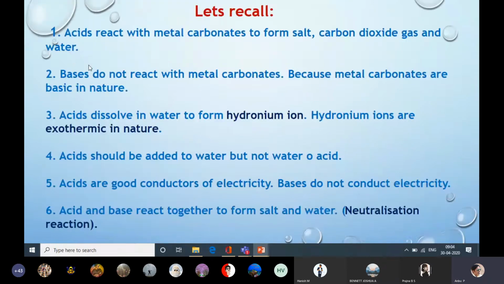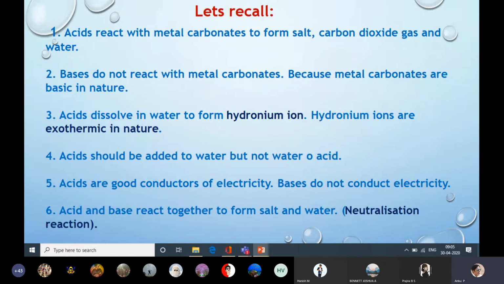So in the last class, let us recall what you have learned. We learned that acids react with metal carbonates to form salt, carbon dioxide gas, and water. Why do they release carbon dioxide gas? Metal carbonates release the carbon dioxide gas. This carbon dioxide comes out as a brisk effervescence and it extinguishes the fire. That is how we identify that the given gas is carbon dioxide. And the second thing is that bases don't react with metal carbonates because metal carbonates are basic in nature. So both being bases, they don't react with each other. That is the chemical property of base with metal carbonate.